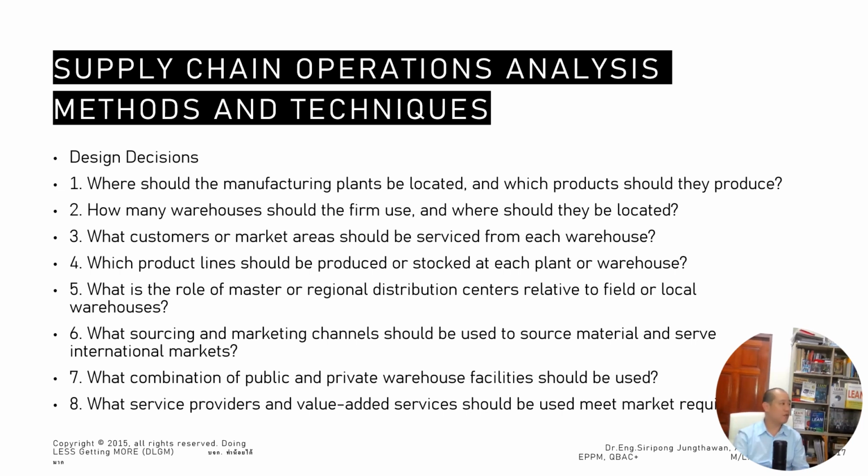And next, how many warehouses should the firm use and where should they be located. And the third, what customers or market areas should be served by each warehouse. In the warehouse, you have to serve customers and the branch or the retailer or wholesaler, which you have to design here. And the next question, which product lines should be produced or stocked at each plant or warehouse. You decide whether to keep the stock in the warehouse at the manufacturer, or keep the stock in a warehouse outside of the manufacturer, which you have to decide.